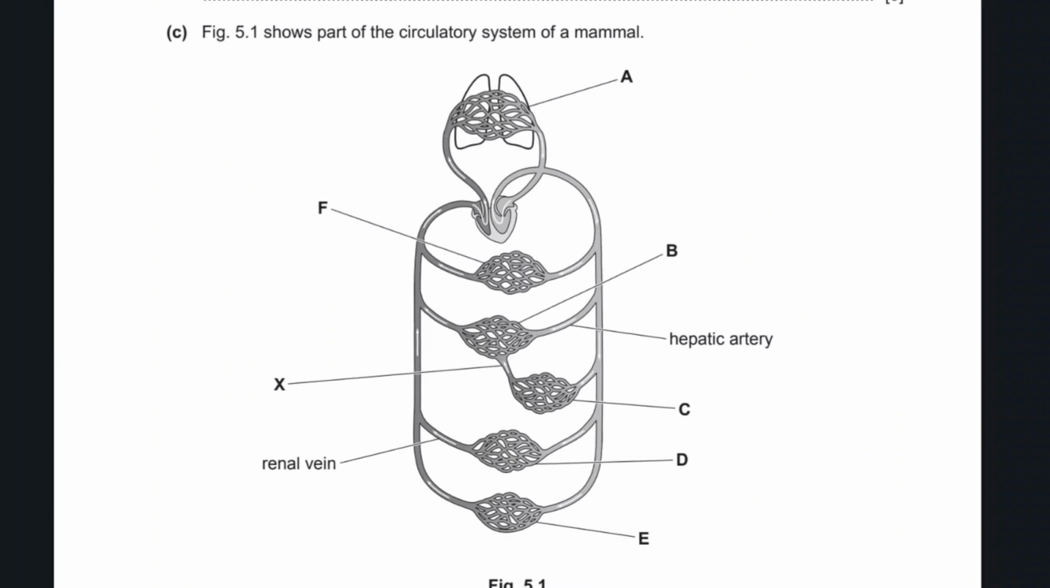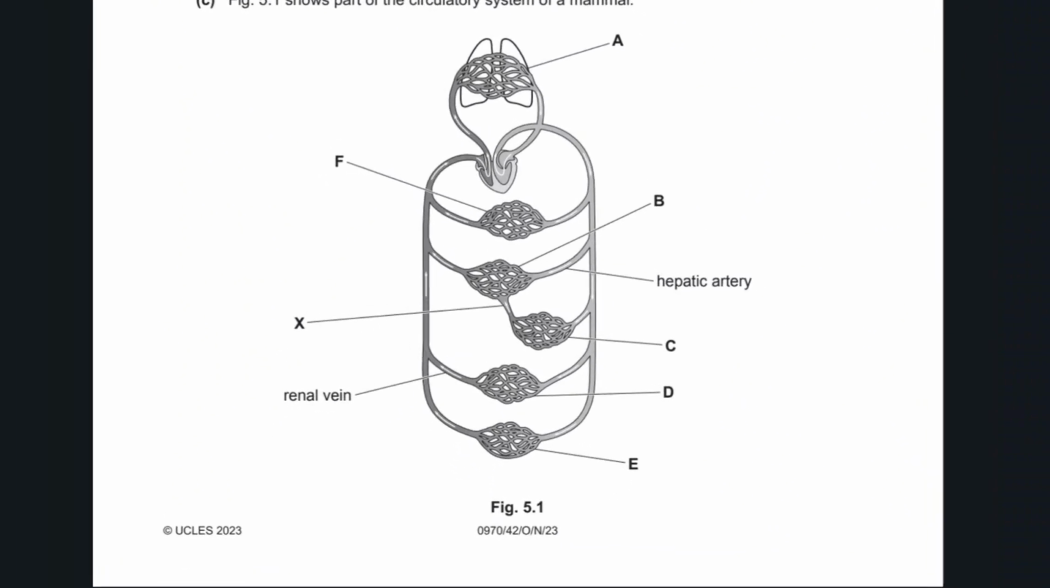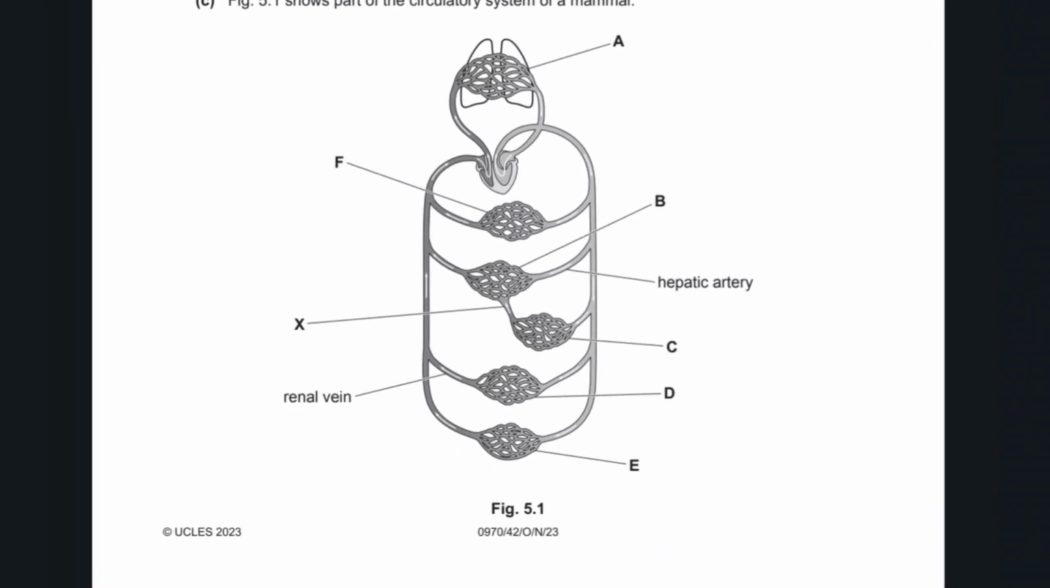Now you can see the diagram of the circulatory system of the mammal, and here you can label these parts. If something is labeled hepatic artery, it means that this B part will be the liver, because the hepatic artery supplies blood to the liver. If they have labeled the renal vein, it means that the D part will be the kidney, because the kidney is related to the renal vein.